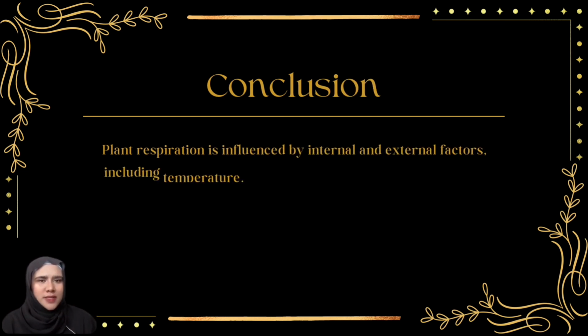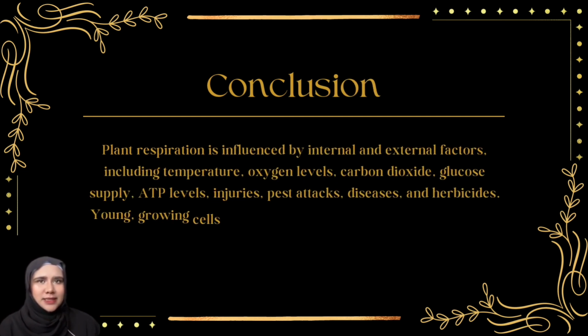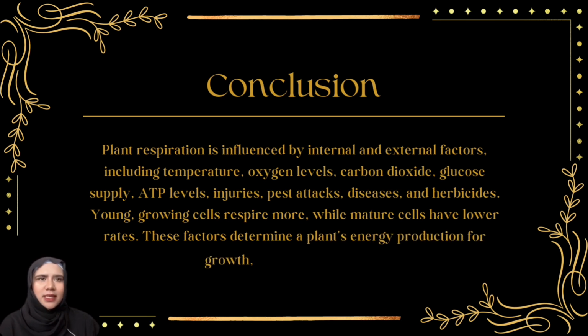So, for the conclusion, both internal and external elements such as temperature, oxygen and carbon dioxide level, glucose supply, ATP level, injury, pests and disease, and also herbicide, affect plant respiration. The respiration rate of mature cells is lower than those of young, developing cells. A plant's ability to produce energy for growth, repair, and survival is determined by these components.